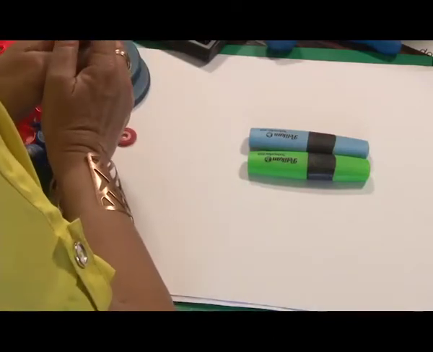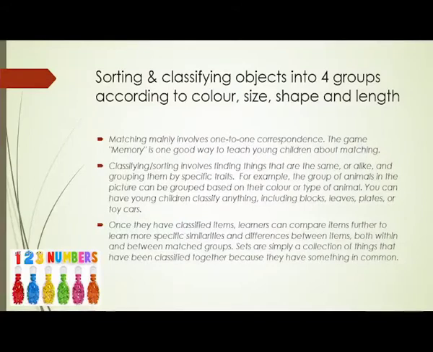Right. So once they have classified items, learners can now compare the items further to learn more specific similarities and differences between items, both within and between matched groups. Sets are simply a collection of things that have been classified together because they have something in common, whether it is the shape, the size, the length or the color.